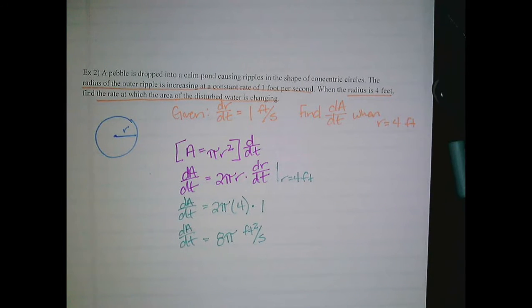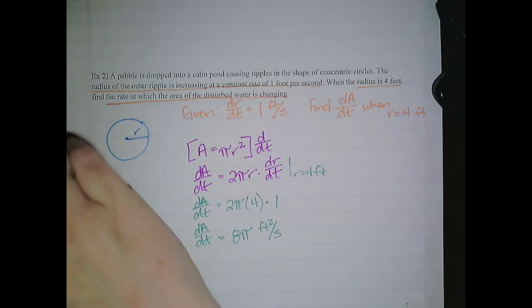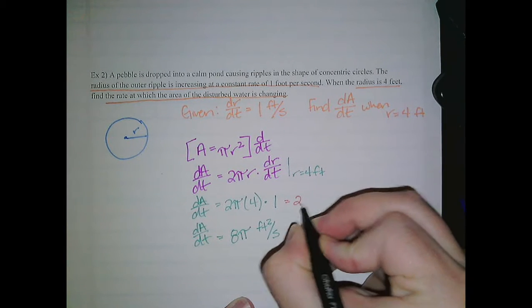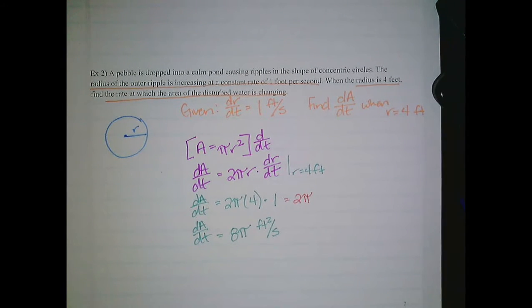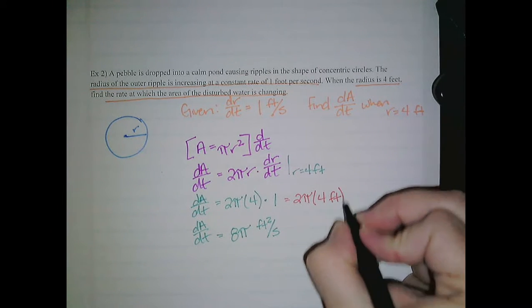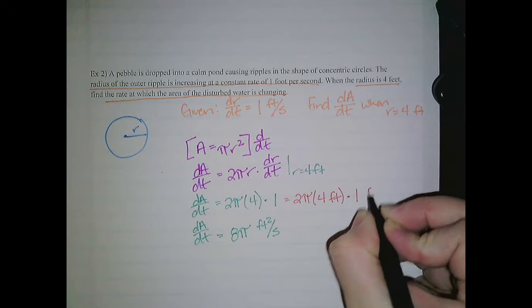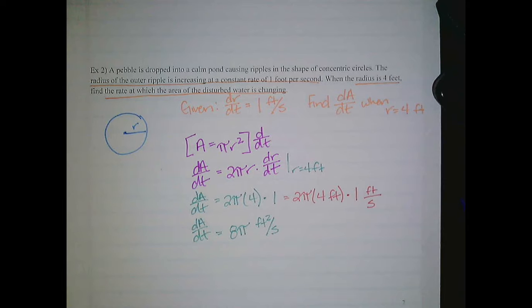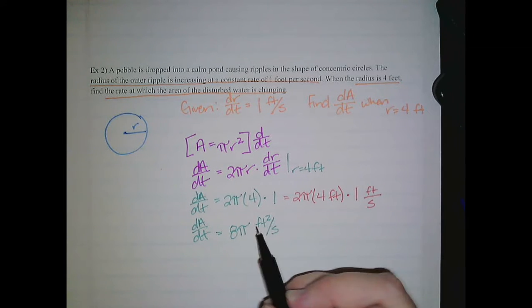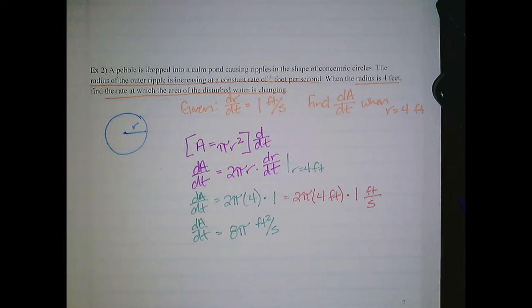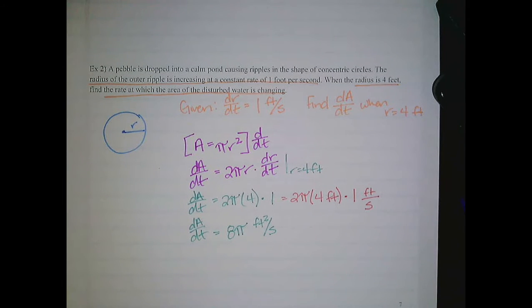If you're not sure though what the units should be, go back to your original equation and look at what you're putting in. We have 2 pi, and if we include the units, we have 4 feet for the radius times 1 feet per second. So that feet times feet would give us the feet squared that we would expect to see for area, and our time would be measured in seconds.